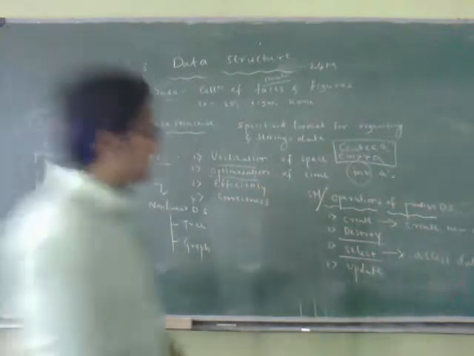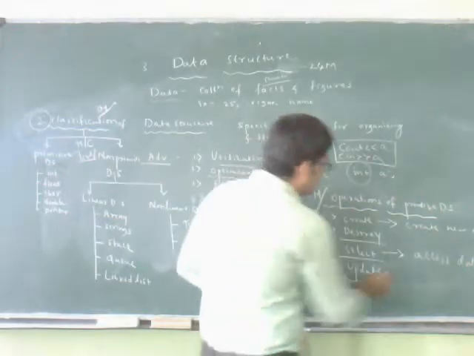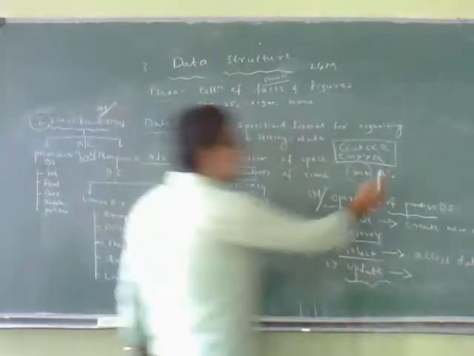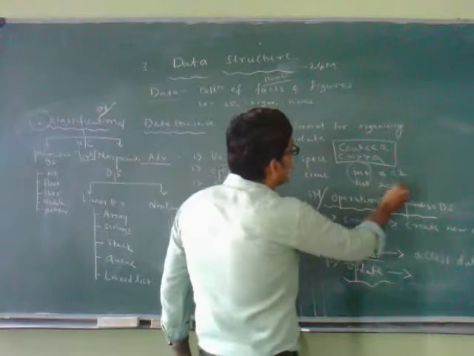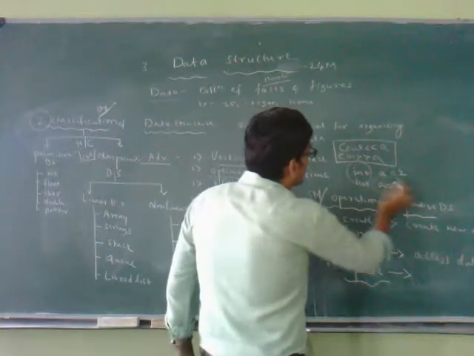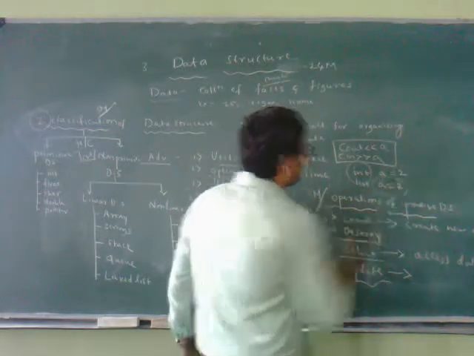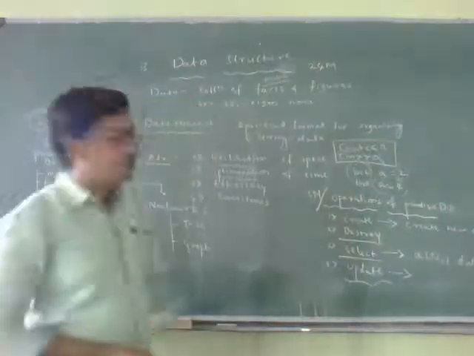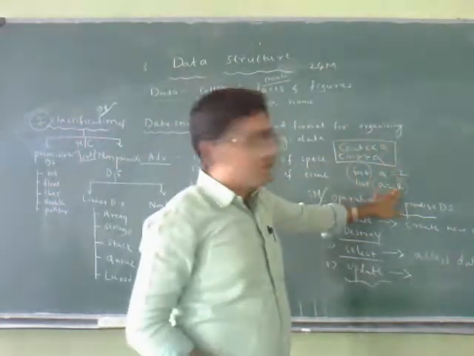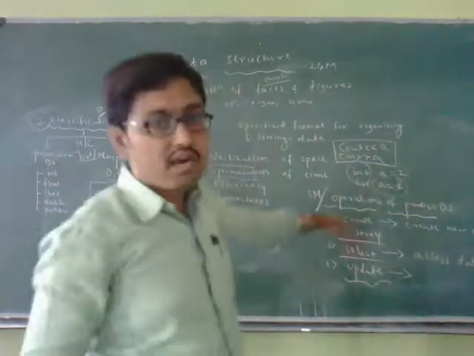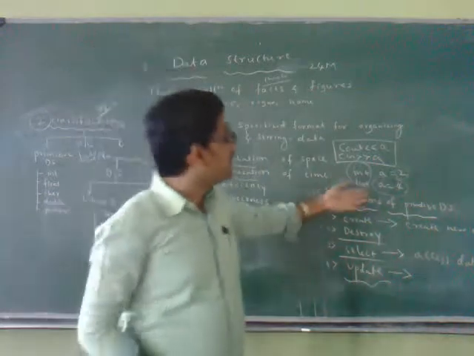Then update. Update means you can update the data. For example, I am writing int a equal to 2, then after I am writing a equal to 4. Which data will it take? It replaces 2 by 4. Instead of storing 2, it stores the data 4. That is update, it updates the data.